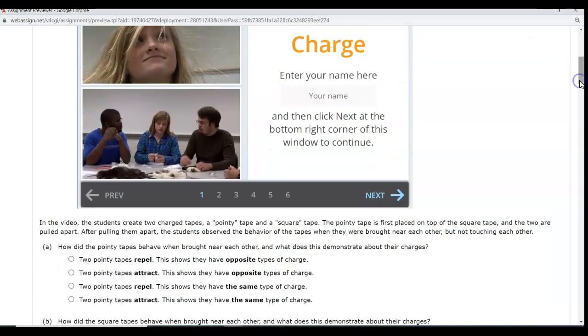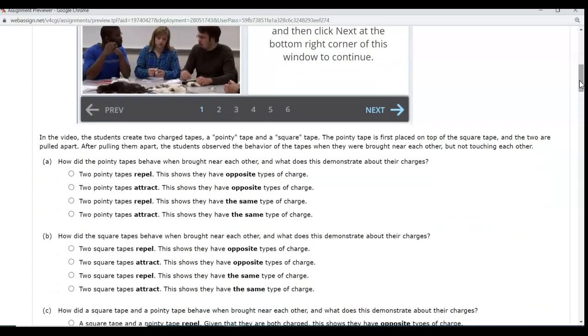In the video, the students created two charged tapes, a pointy tape and a square tape. The pointy tape is first placed on top of the square tape, and the two were pulled apart. After pulling them apart, the students observed the behavior of the tapes when they were brought near each other, but not touching each other. How did the tapes behave when brought near each other, and what does this demonstrate about their charges?